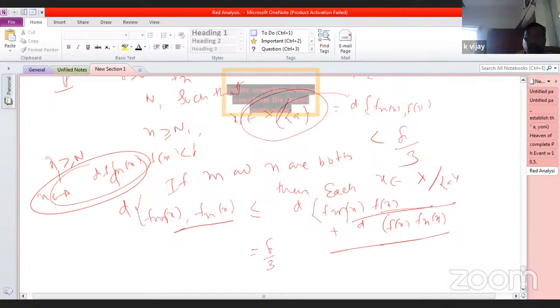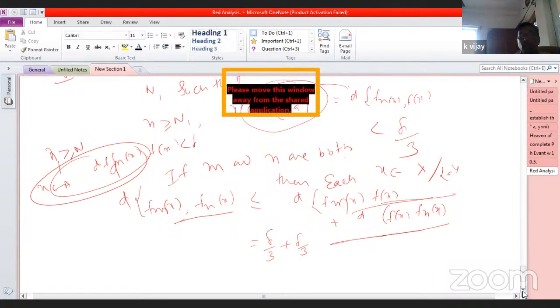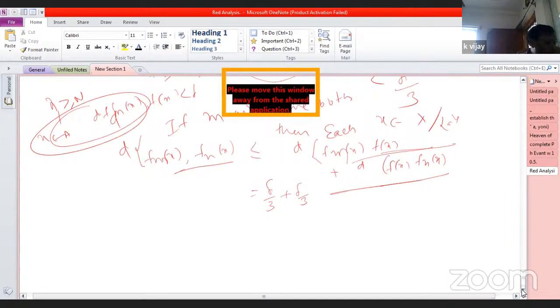It is delta by 3 and delta by 3. So therefore delta by 3 plus delta by 3 we are writing here. Delta by 3 plus delta by 3.